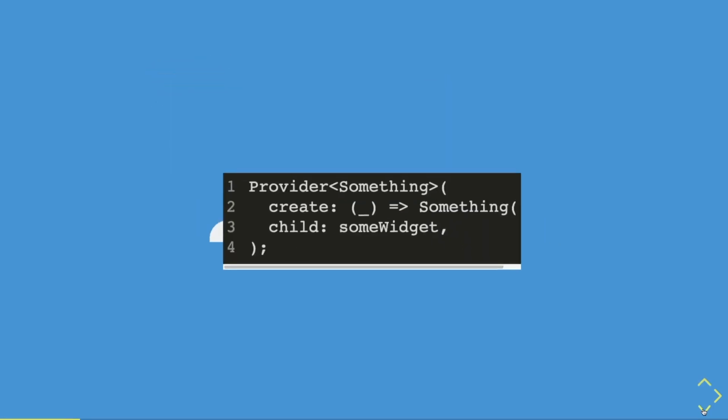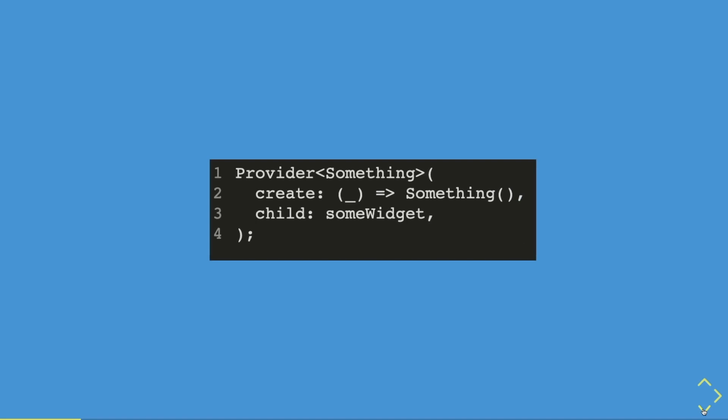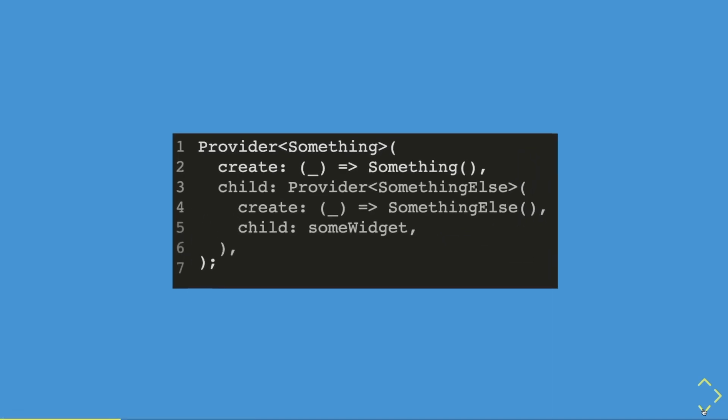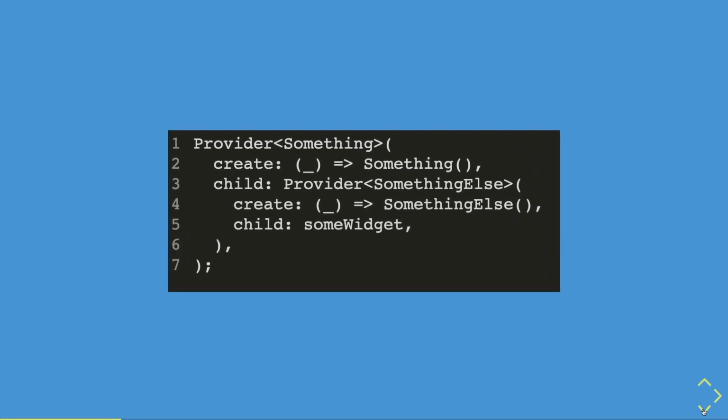Now, imagine you have a provider that sends something to some widget, then you realize that you need another thing to be sent to that some widget. So what you do is to have another child widget point to another provider that sends something else to some widget. You now have something and something else sent down to the some widget.